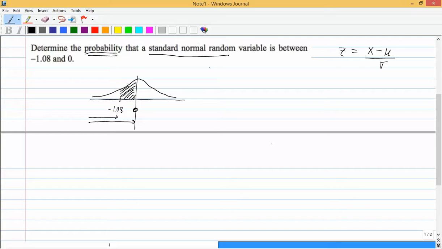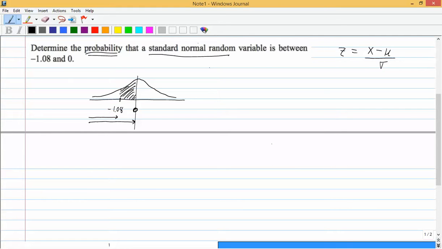Okay, so the area under the curve is 1. We don't even have to use a table to get the area from left to right for 0, because remember, 0 is right here at the halfway point. So if the area under the curve is 1, then half of that area has to be 0.5, but we can still use the table to get that.